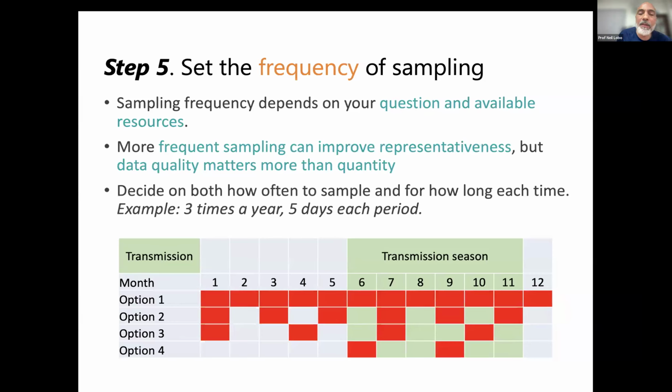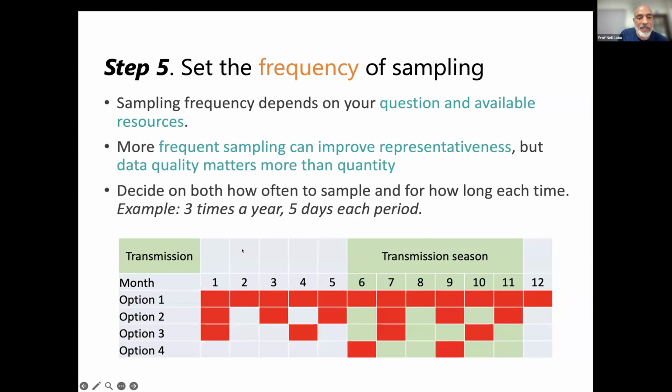So, setting the frequency of sampling is dependent on your budget, right? And of course, your capacity and how many times you can go back. More frequent sampling is better because you go closer towards statistical significance, and it also improves representative data, right? But data quality matters more than quantity. So I would focus on collecting lesser, better quality data than more bad quality data.